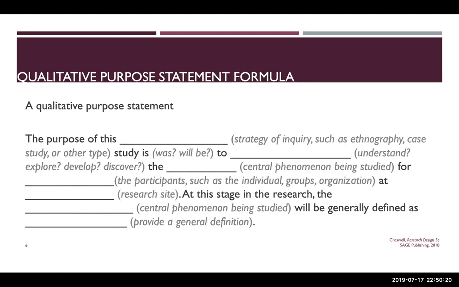Here's an example of a qualitative purpose statement formula. The purpose of this, what type of qualitative research study, is to do what? What's the verb? And what is the phenomena that you're studying? For whom and at where? That's an example of a purpose statement for qualitative.